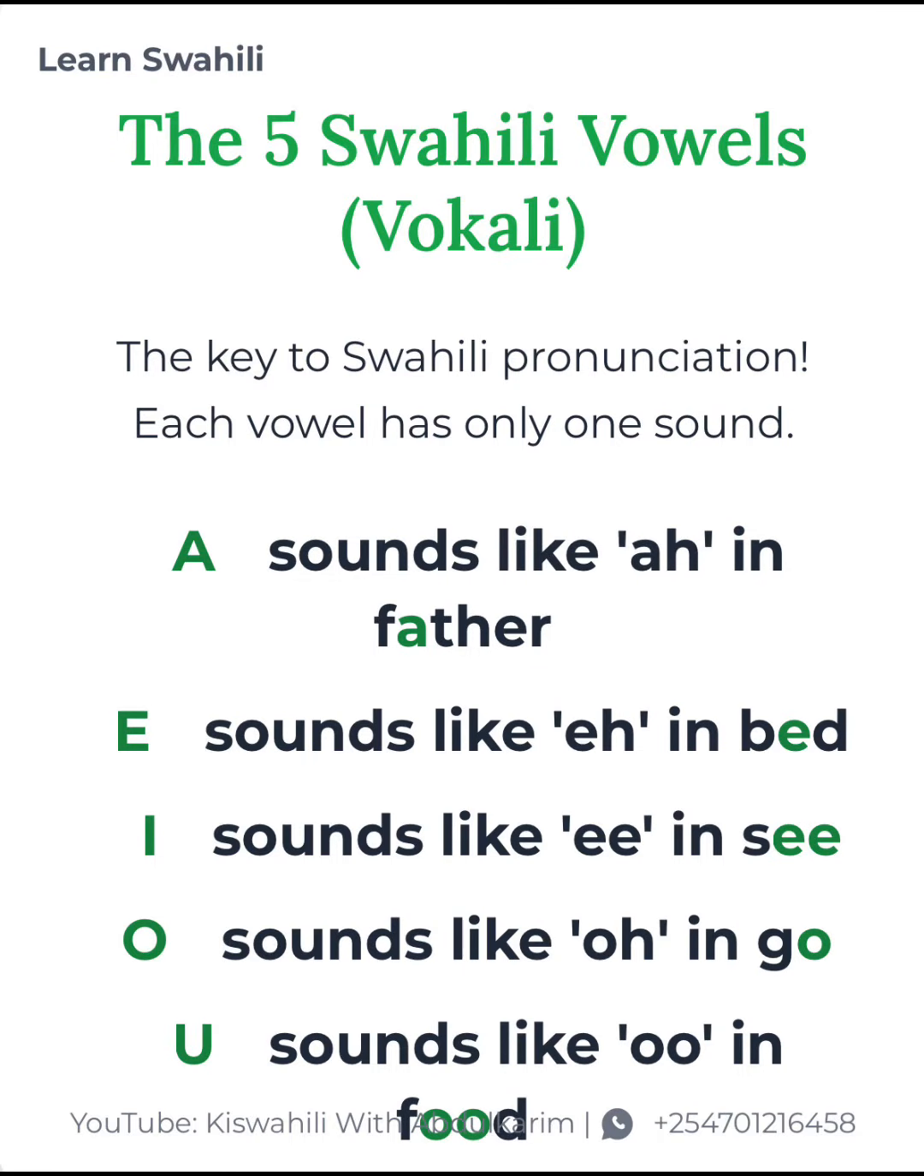Vowel. We start with A, as in the a in the word father. E sounds like eh in the word bed. I sounds like ee in the word see. O sounds like o in the word go. U sounds like u in the word food. A, e, i, o, u. Again, a, e, i, o, u.